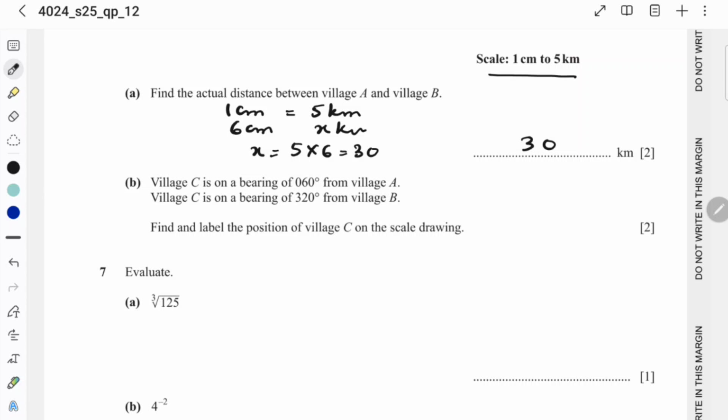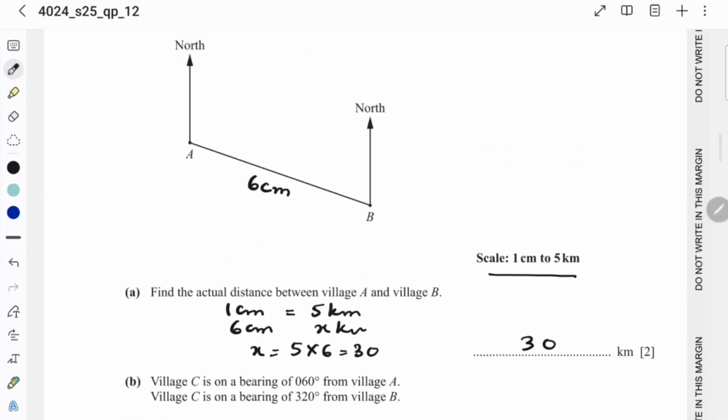Find and label the position of village C on the scale drawing. So I'm going to make the angle over there, and then you can see where the correct position of the mark for C is over there. All right, so go above and check.